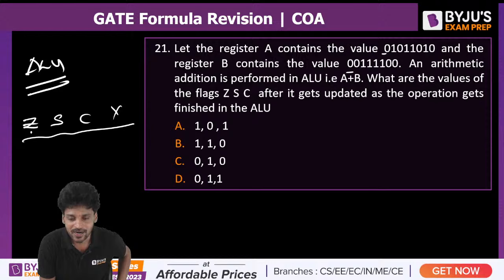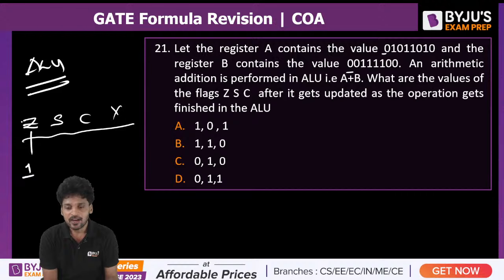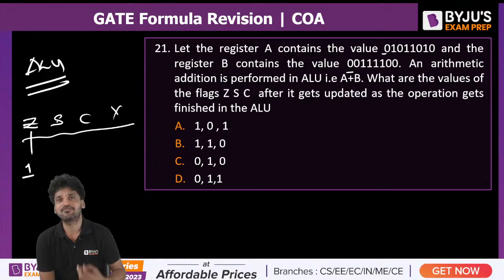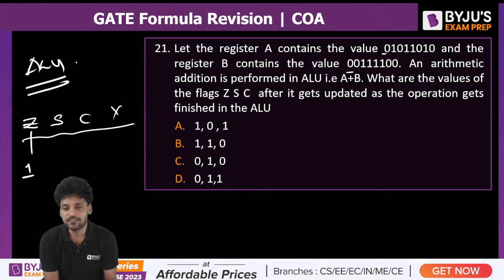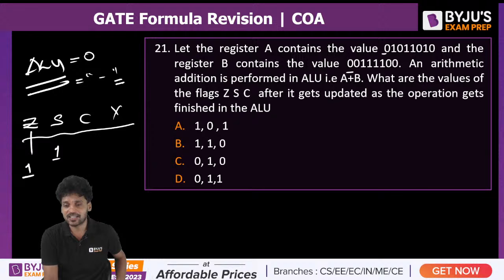What is the Z flag? The Z flag will be equal to 1 whenever the output of the ALU is equal to zero. Z stands for zero flag. These flag values are determined by the ALU output. Whenever the ALU produces some value, depending on the value, the bits of the flag register will be set. If the ALU output is zero, the zero flag will be 1. If the ALU output is negative, the sign flag will be 1, because sign 1 indicates negative and 0 indicates positive.